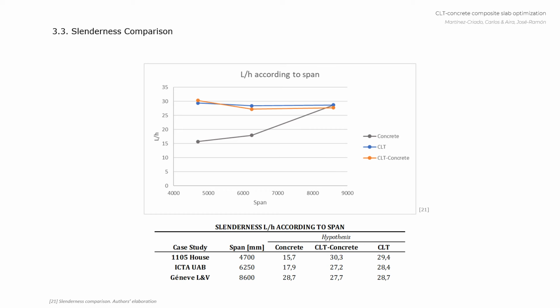On the other hand, the slenderness of the solution containing CLT remains fairly constant regardless of the span in the studied interval. Therefore, it could be concluded that for spans up to 8 meters, the solutions incorporating CLT are more efficient from the slenderness perspective, but for spans of more than 8 meters, the three solutions offer similar results. So, all the criteria such as the presence of vibrations in CLT, economic or environmental impact will have to be applied in order to designate the optimum slab solution.